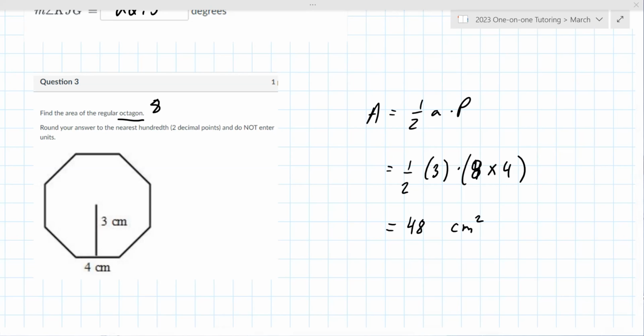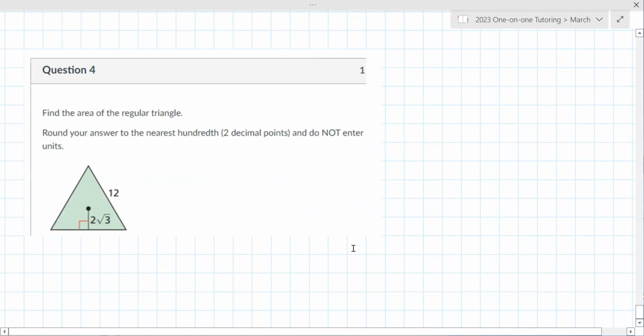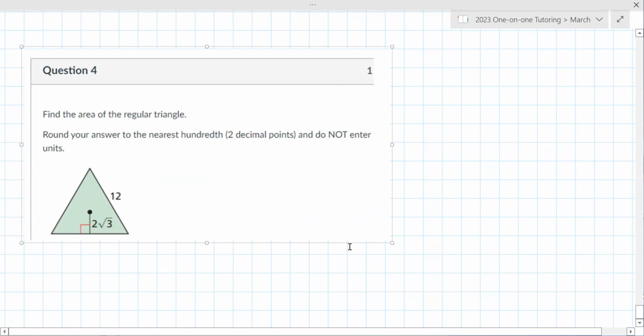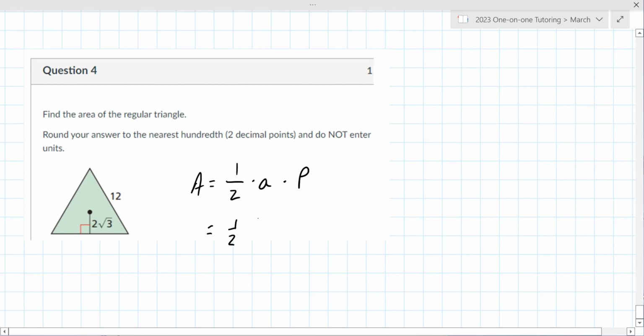All right, question 4. Find the area of the regular triangle. So again, you could just do it the same way we've been doing. Even though you know formulas for triangle, base times height, if you have the apothem, which you do, and you can easily calculate the perimeter, which you can do, it's better to use this formula. So 3 times 12. Okay. This one you do round, I guess, because of the square root of 3.